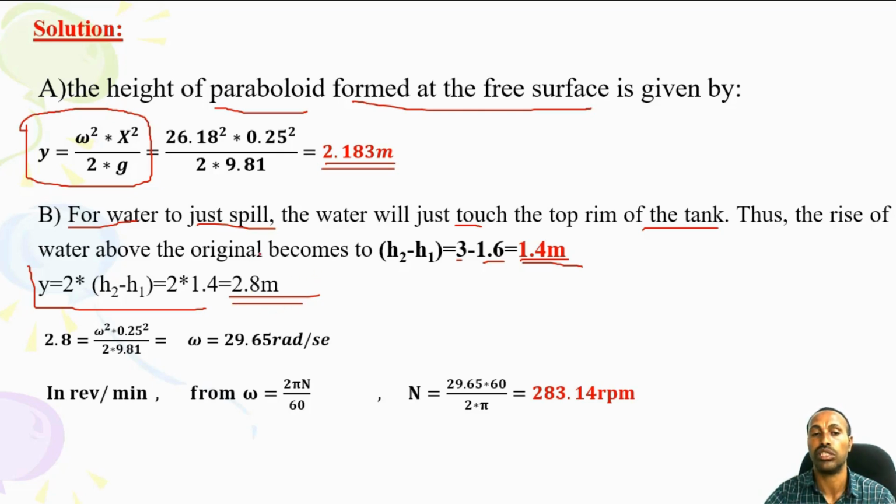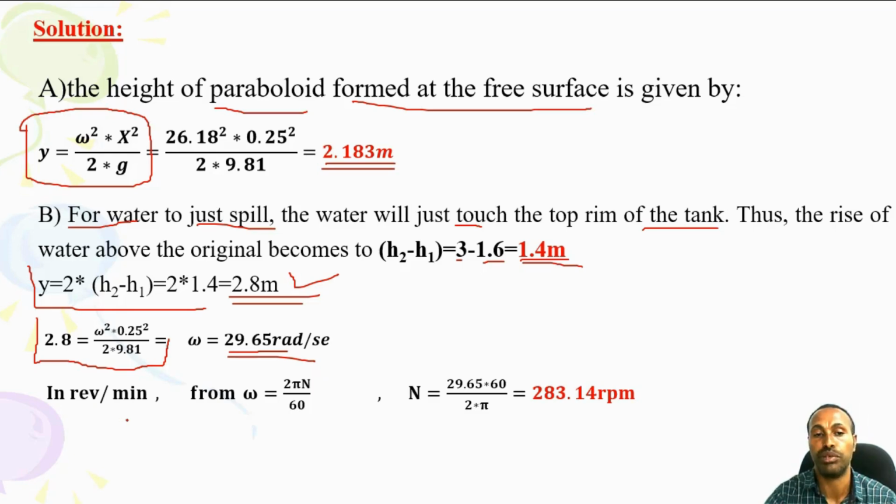Then once you get this value, so that it will start overtopping or just spilling, then it will substitute here in the equation. In the equation, just y is 2.8. Once you compute here, 2.8, then omega square times 0.25 square over 2 times 9.81. Then you get omega, which is 29.65 rad per second.